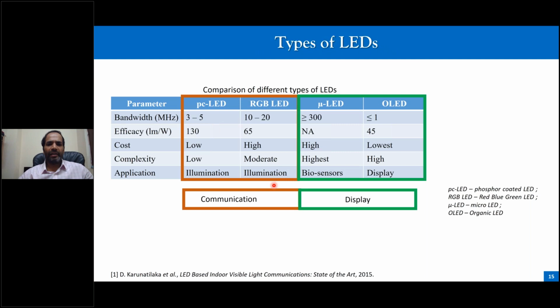So as I have indicated, these phosphorus coated LEDs and red, green, blue LEDs are typically used for communication, and organic and micro LEDs can be used for display purpose or for sensor applications. So we will only be talking about communication, and specifically we will only be talking about phosphorus coated LEDs because it's simple.